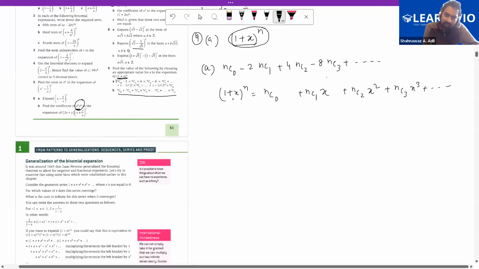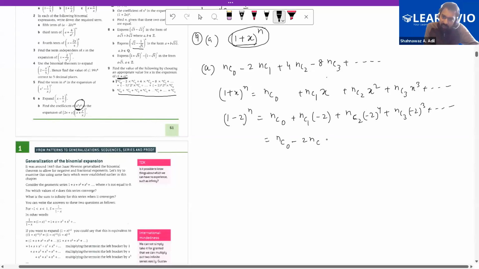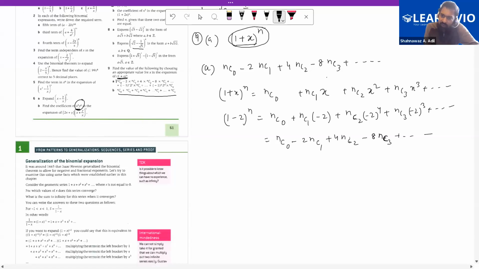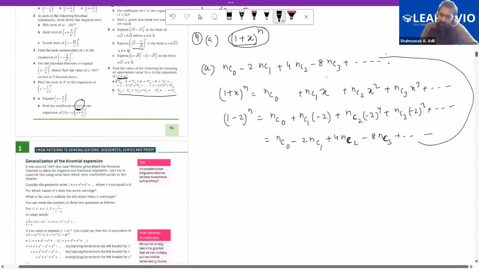Now if I put x equals minus 2, this would be (1 - 2)^n, this would be nC0, and nC1 times minus 2, and then nC2 times (-2) squared, and nC3 times (-2) cubed, and so on. If I solve this, this becomes nC0 minus 2 nC1 plus 4 nC2 minus 8 nC3, and so on. This is matching with the left-hand side, so we have to find out this value. This is equal to the left-hand side.